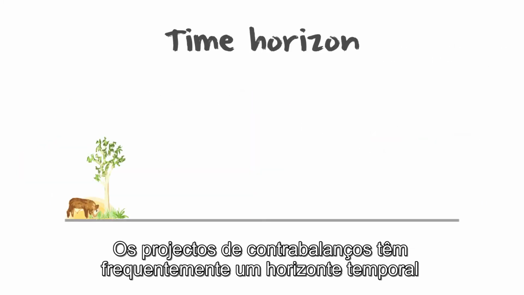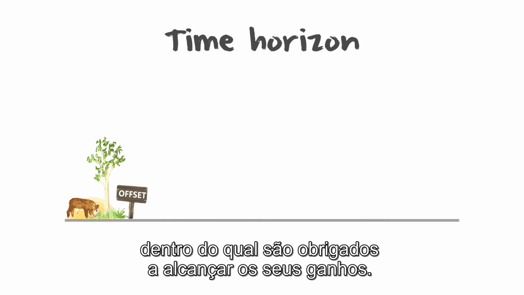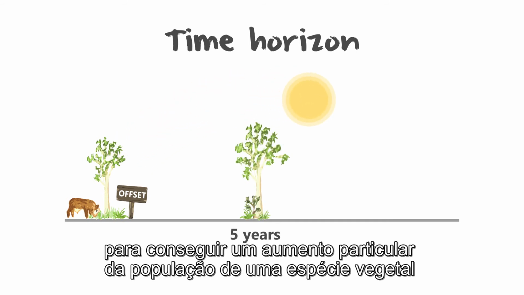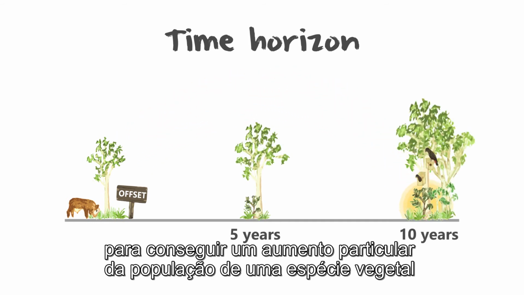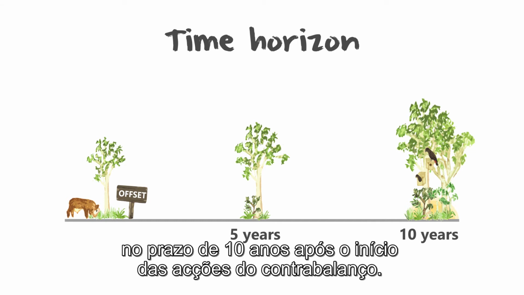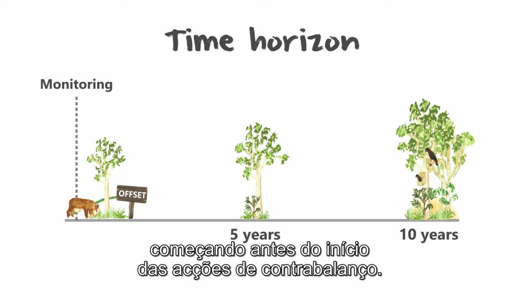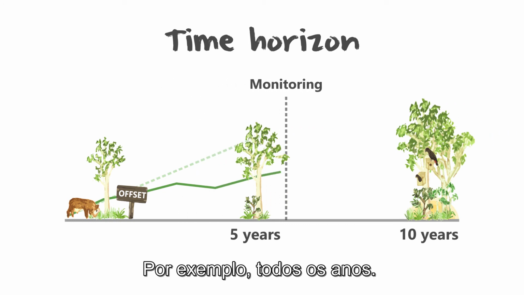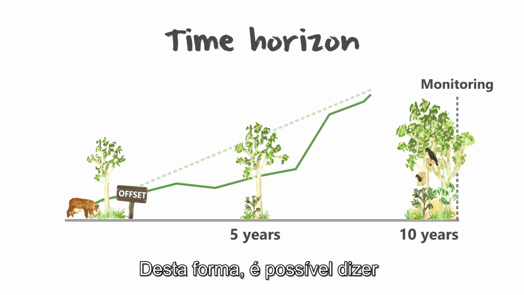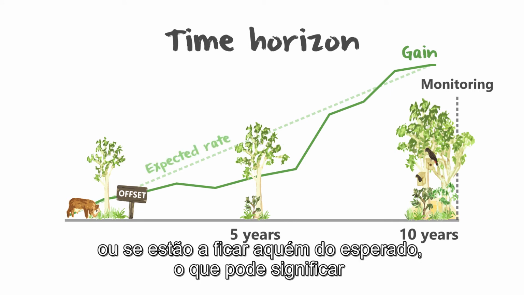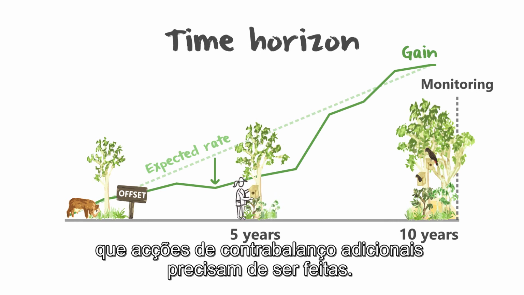Offsets often have a time horizon within which they are required to deliver their gains. For example, a site might be required to achieve a particular increase in the population within 10 years of the offset action starting. It's a good idea to monitor offset sites regularly, starting before the offset actions commence, for example, every year. That way, it is possible to tell whether the gains are being accrued at the expected rate or whether they are falling short, which might mean additional offset actions need to be done.